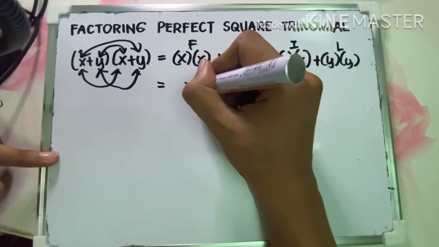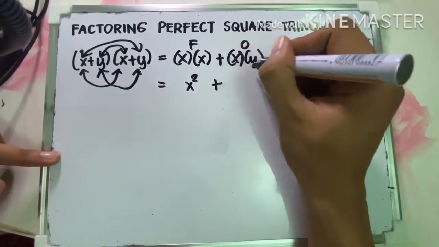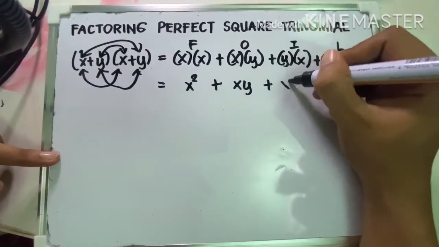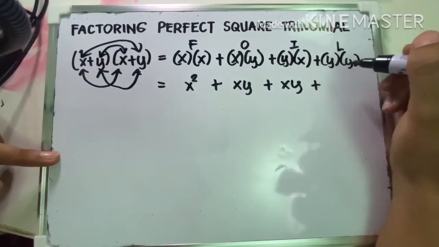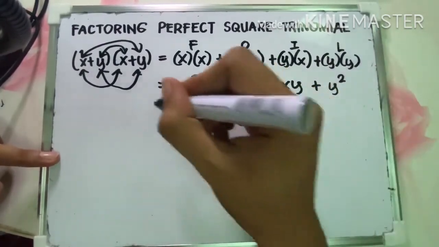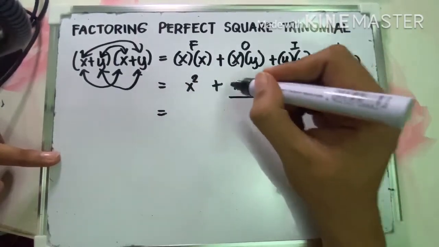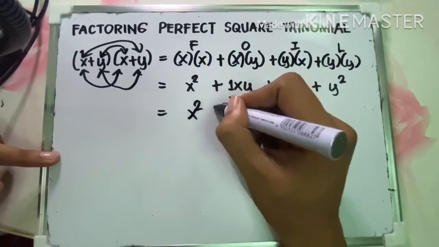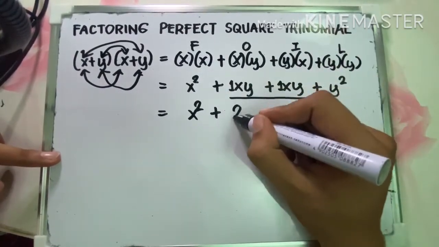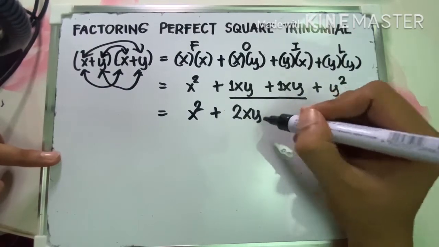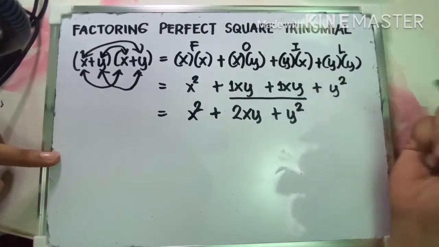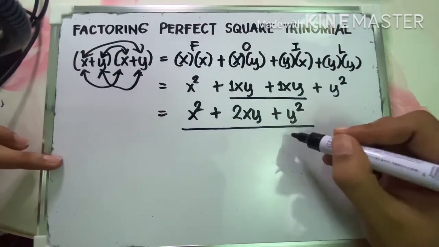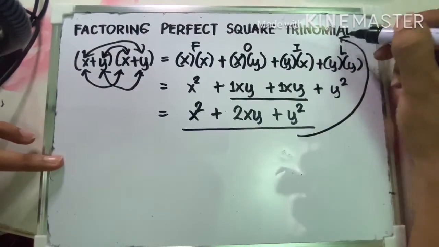So first term, outer term, inner terms, and the last terms. x times x, x squared, plus x times y, xy, plus y times x, xy, plus y times y, y squared. Next, add the like terms. There's one there, so add only 1 and 1. So x squared plus 1 plus 1, 2, copy the variable xy, plus y squared. So this x squared plus 2xy plus y squared is what we call the perfect square trinomial.